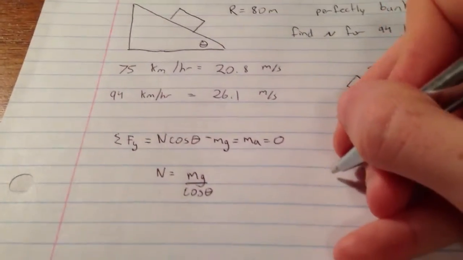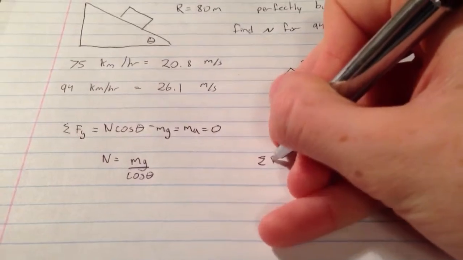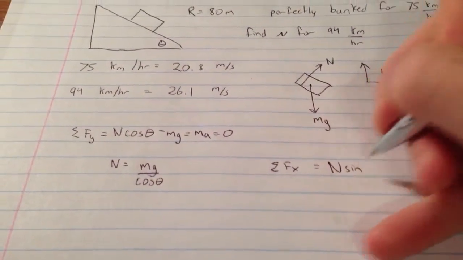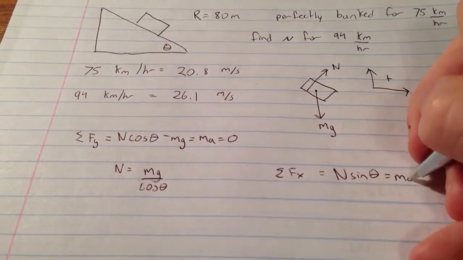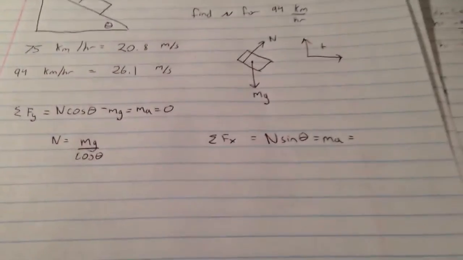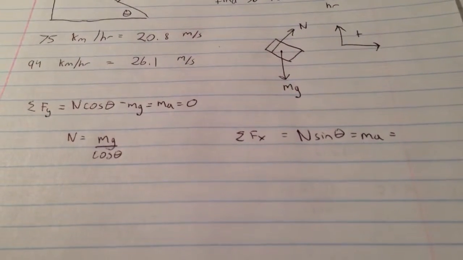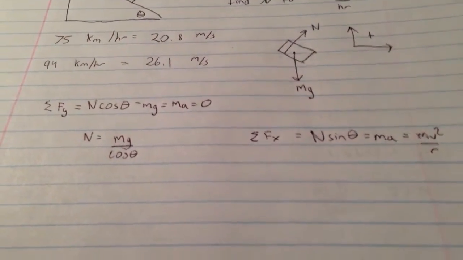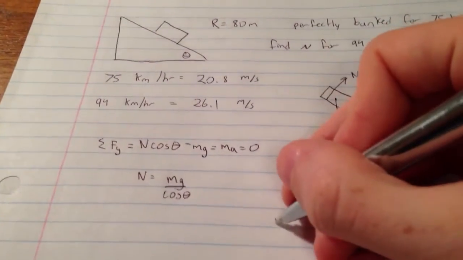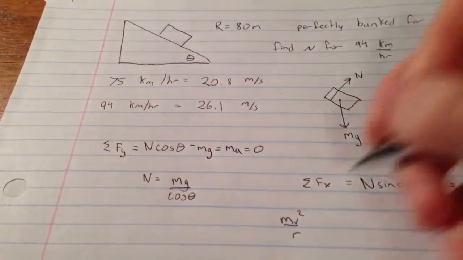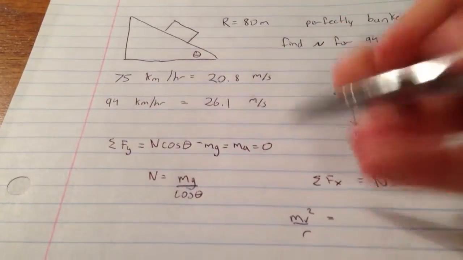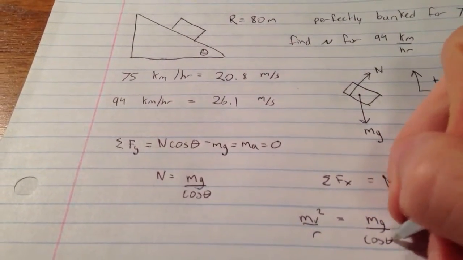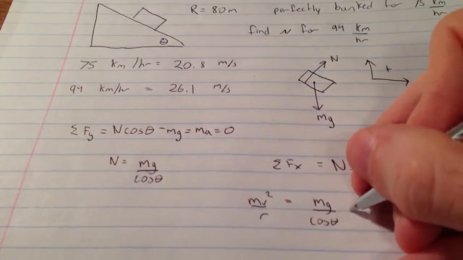Now in the x direction, we have the forces in the x direction equal to n sine theta equals ma. And since it's going in a circle, we know that the acceleration equals v squared over r. So ma equals mv squared over r. Now we have mv squared over r equals, we're going to plug in n here, so mg over cosine theta times our sine theta.